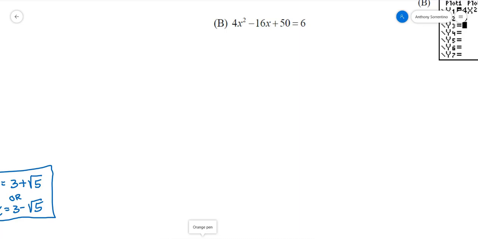So both sides. So I'm going to have x squared minus 4x. 50 divided by 4 is 12.5. And 6 divided by 4 is going to be 1.5.